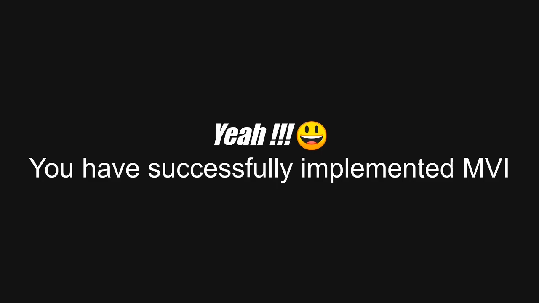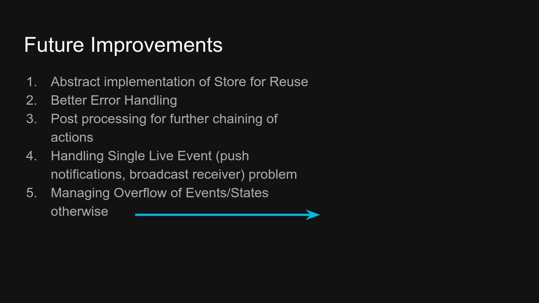What are the further improvements that can be done? Basically you can create an implementation of store so that it can be reused and you don't need to write all those disposables and invoke functions again. Error handling can be done better. For example, if there is some error coming from upstream, then you can display a toast, etc.